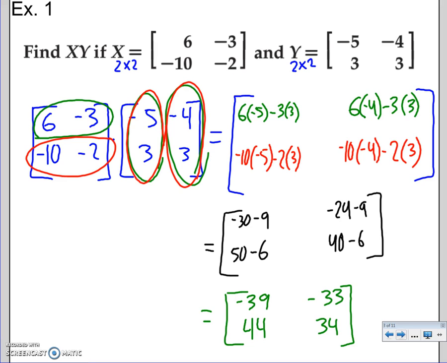That is my answer. So as you notice, for the first matrix, only the rows matter. For the second matrix, only the columns matter. So it's row times column, then that same row times the next column until there's no more columns. Then once you're out of columns, you go to the next row. Alright, so that was a 2 by 2 times a 2 by 2 gives us a 2 by 2.